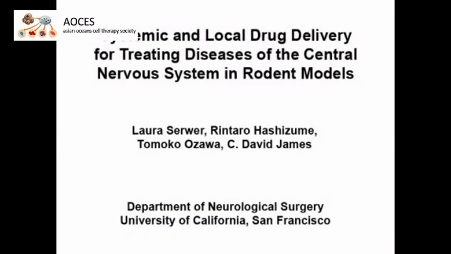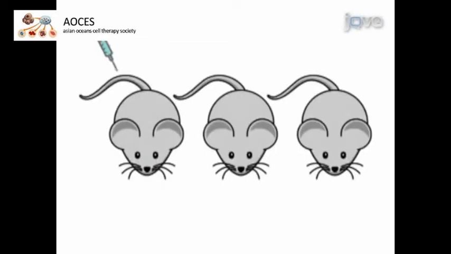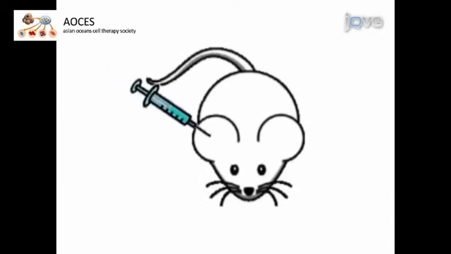In this video article, 4 methods of drug delivery to the central nervous system are demonstrated. The first 3 methods are intravenous injection, intraperitoneal injection, and oral gavage. All 3 of these methods result in systemic delivery of the drug. The final method is a local drug infusion into the brain of the mouse. For this method, in vivo optical imaging is used to verify proper infusion.